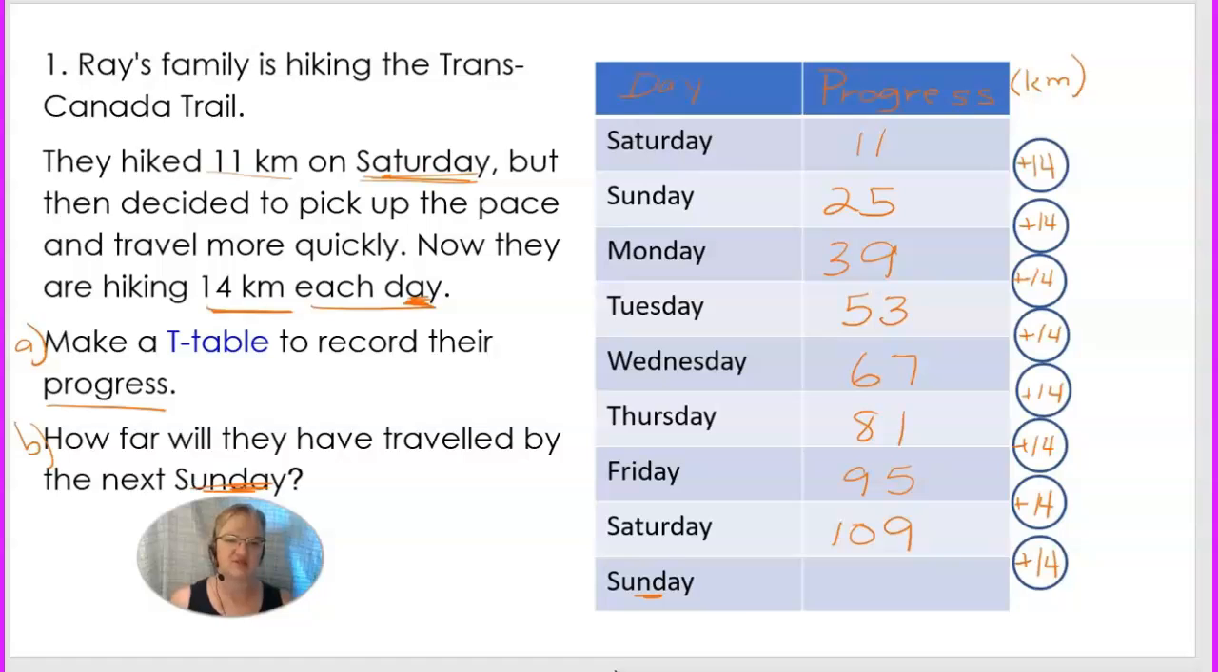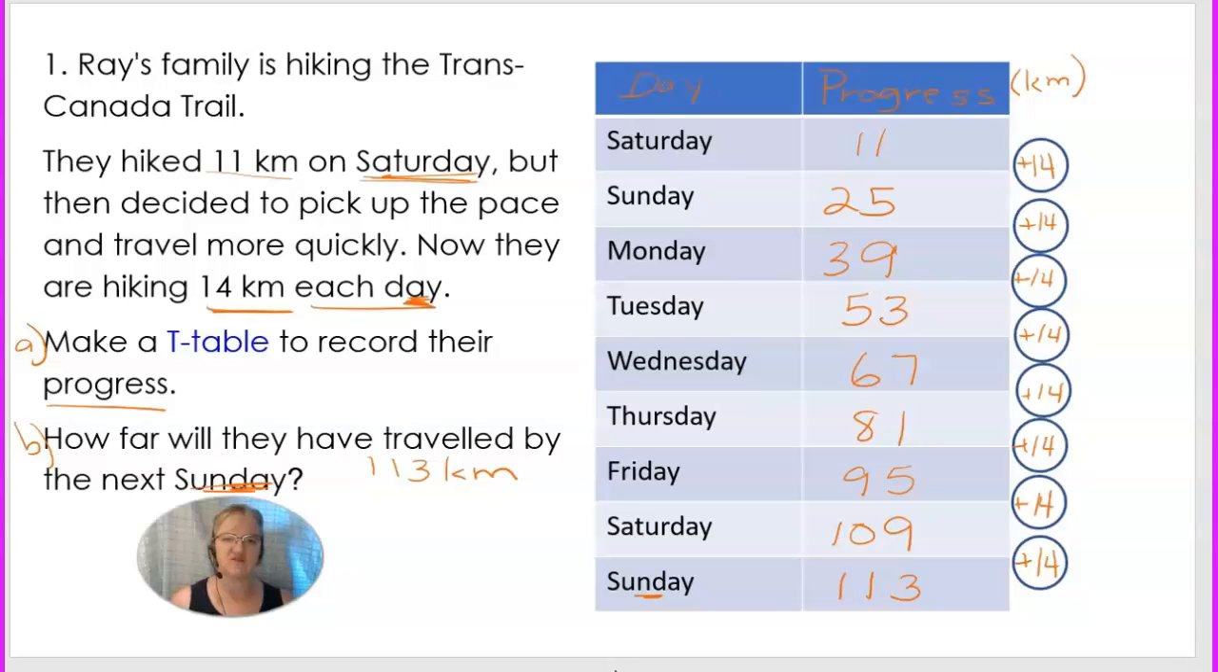And 109 plus 14, 9 plus 4 will be 13. You can put the 1 there because 0 plus 1 will be 1. And 1 plus nothing is 1. So how far will they have traveled by the next Sunday? Our answer is 113 kilometers.